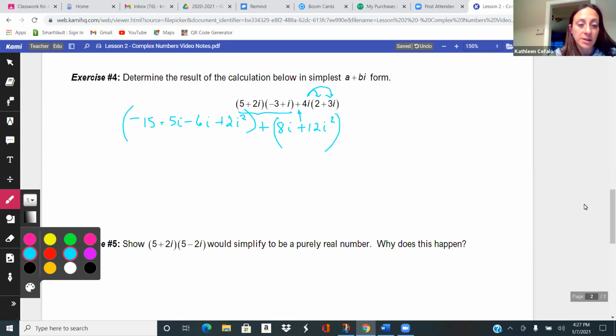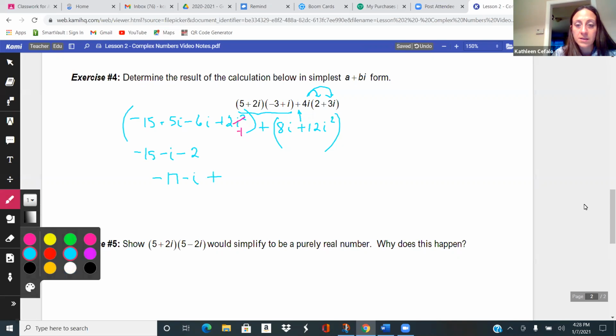Okay, so now let's combine like terms. So in this first one over here, I have a -15. I have a +5i and a -6i, so that's -i. We have 2i squared. Remember, i squared is -1. So if I multiply those, that's really a -2. Okay, and if I keep simplifying this down, -15 and a -2, I have a -17 minus i. So that's this whole first group here.